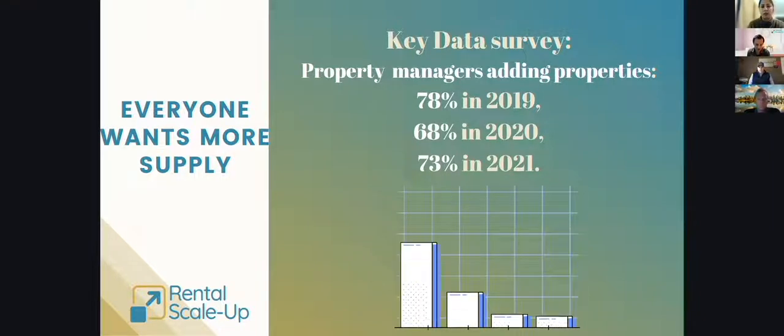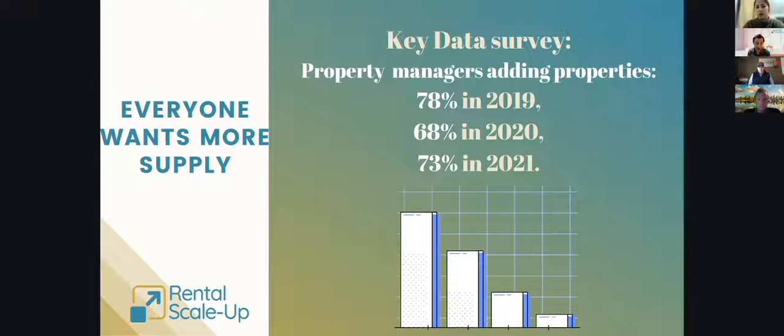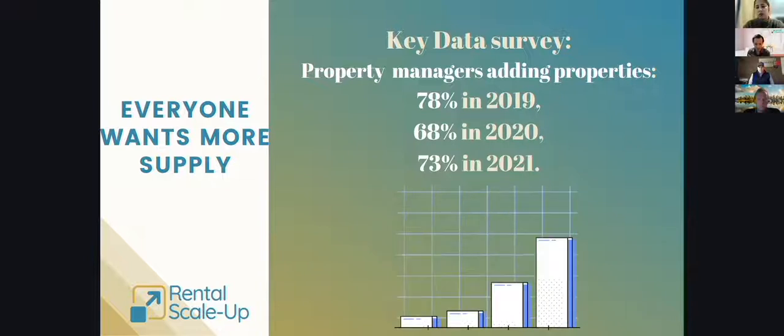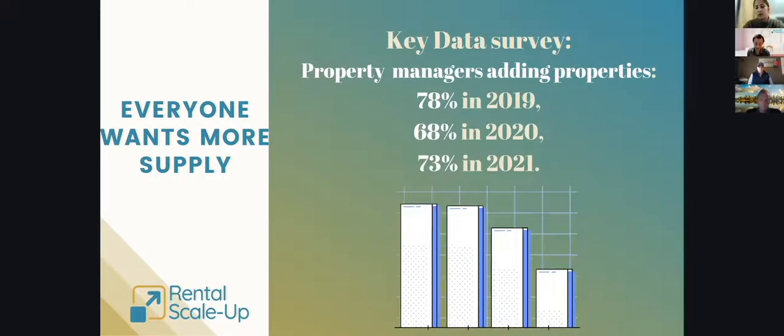Jason, the CEO of Key Data, will be talking in a few minutes from now. But basically, over the last 3 years, more than 2/3 of property managers have been adding properties, right? So if you're a property manager in the US, there's a chance that two out of three of you have added properties. If you're in the 1/3, it could be interesting, again, in Q&A to understand why you're not doing this, because a lot of your competitors, colleagues and peers are doing that.